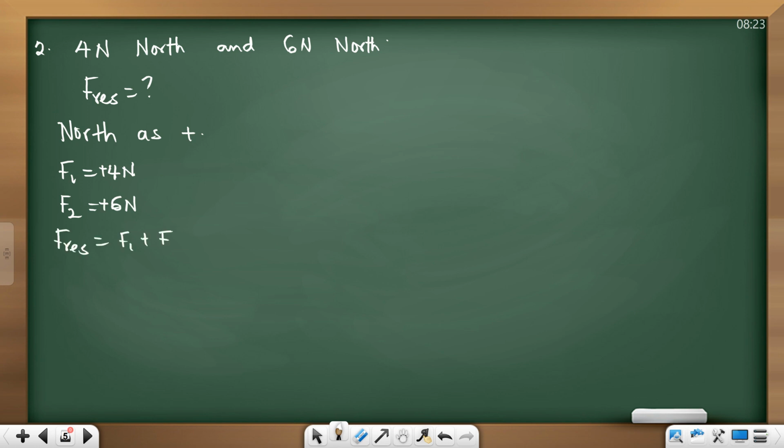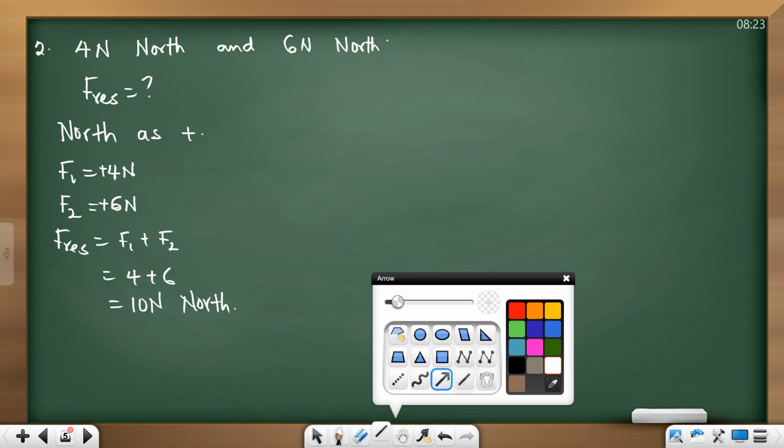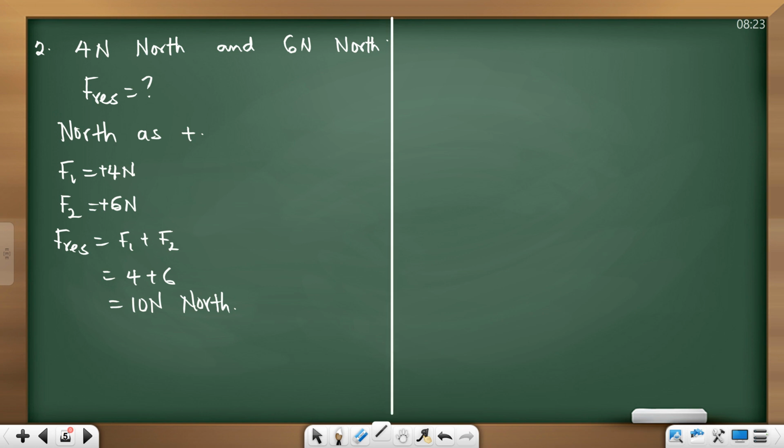What is F resultant? F1 plus F2. 4 plus 6. What's your answer? My answer is positive, right? But if you leave your answer like this, you lose marks. It must be 10 newtons north, because force is a vector quantity.